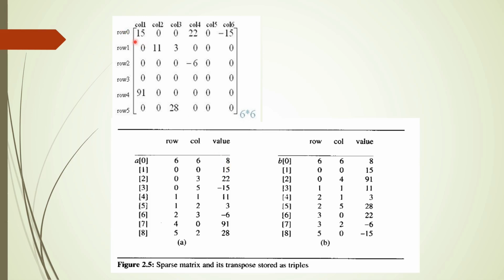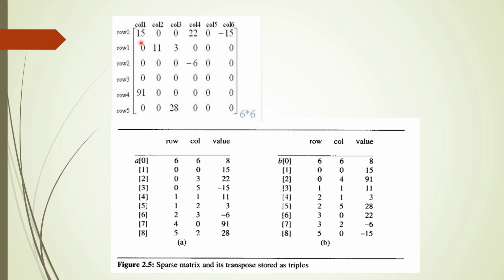So where is the first non-zero element present? It is present in the zeroth row and zeroth column. The rows are 0, 1, 2, 3, 4, 5. Here also there is some printing mistake. It is 0, 1, 2, 3, 4, and 5, so don't consider it as a 1. Column numbers are 0, 1, 2, 3, 4, and 5. Row numbers are 0, 1, 2, 3, 4, and 5.